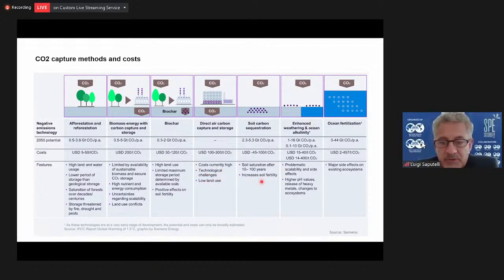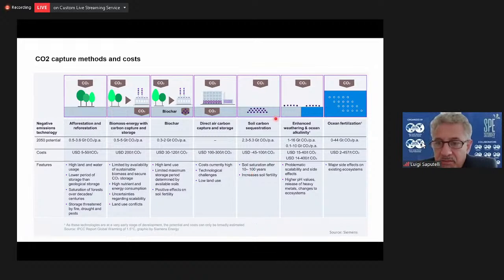Soil carbon sequestration is also in the range of 2 to 5 gigatons. The cost is between $45 to $100 per ton of CO2. The soil will be saturated after 100 years, so it has a good potential in terms of a lot of utilization, and it increases soil fertility.